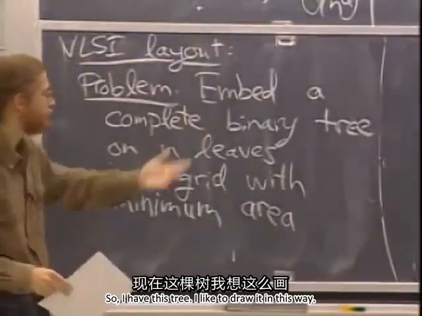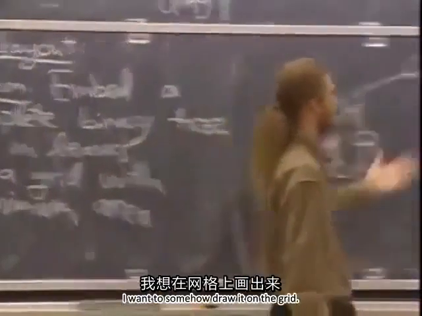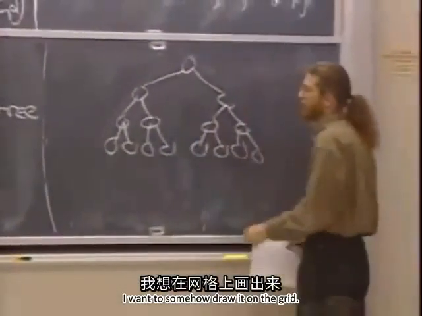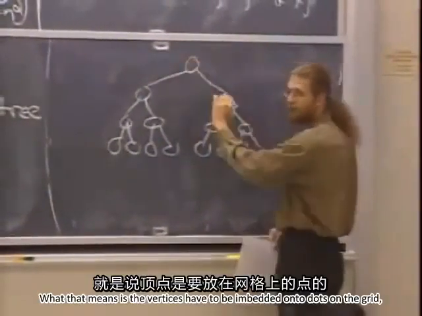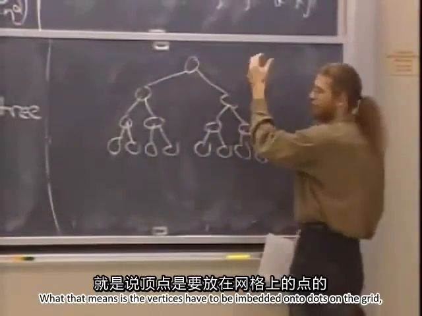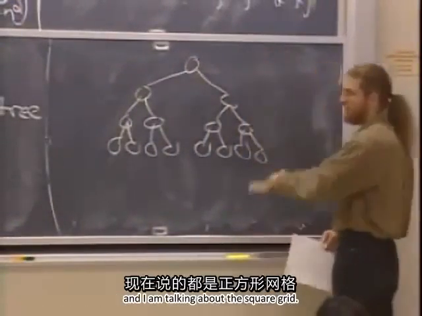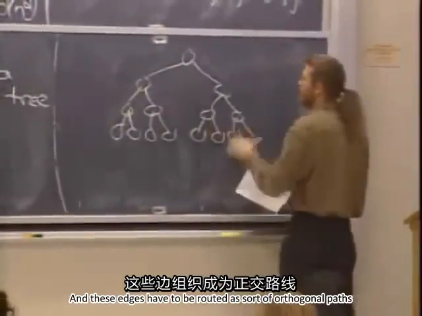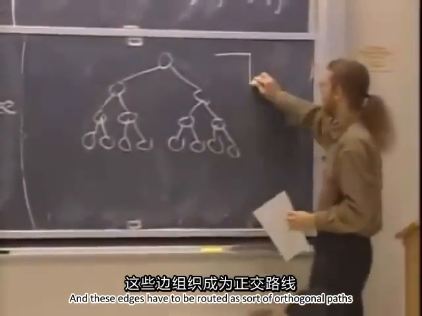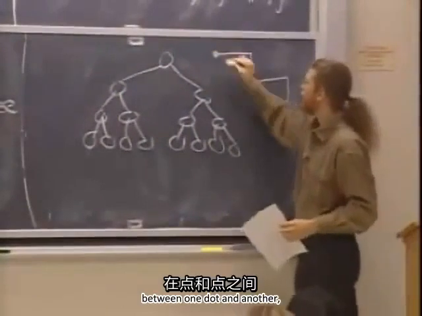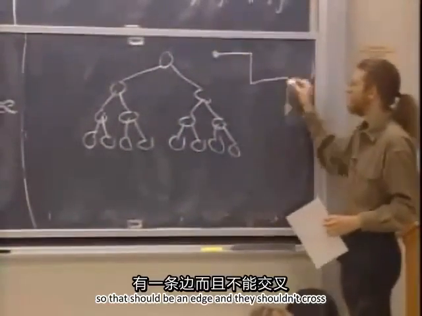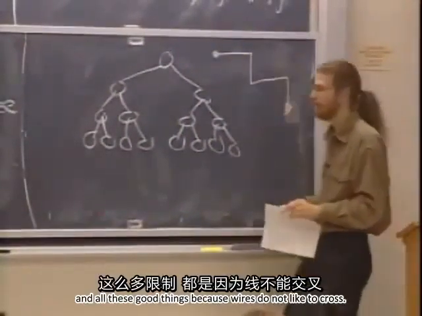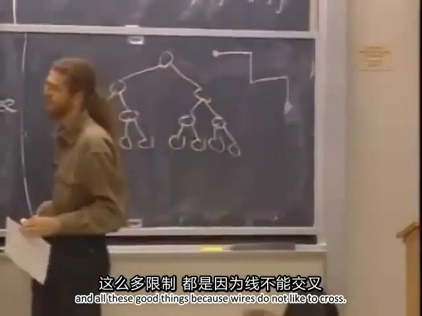So I have this tree. I like to draw it in this way. I want to somehow draw it on the grid. So what that means is the vertices have to be embedded onto dots in the grid. I'm talking about the square grid. So it has to go to vertices of the grid. And these edges have to be routed as sort of orthogonal paths between one dot and another. So that should be an edge, and they shouldn't cross and all these good things. So wires don't like to cross.